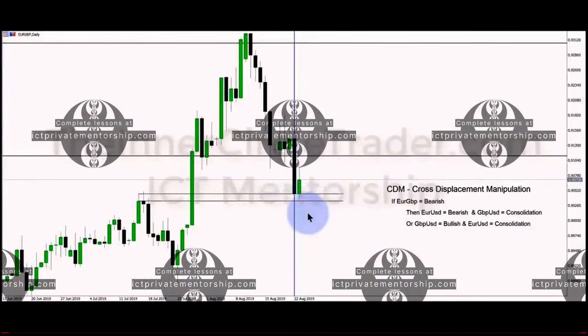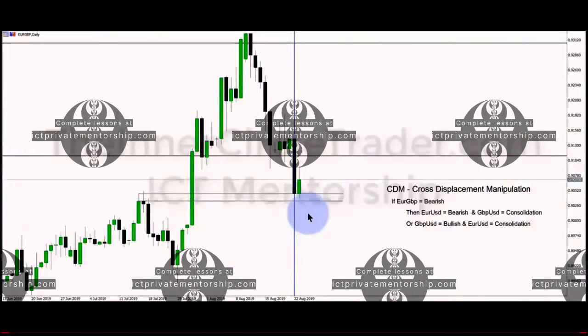For this pair, I don't trade euro pound, I use it as a decision-making pair. I use dollar as a barometer, whether I should be bullish or bearish, am I in a buy program or a sell program. And if it's in consolidation relative to the dollar, then I have to rely heavily on euro pound. Since we've been in a consolidation on dollar index, my analysis takes me to this pair here, for the purpose of cross displacement manipulation.